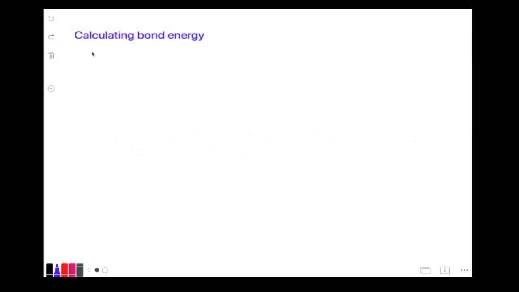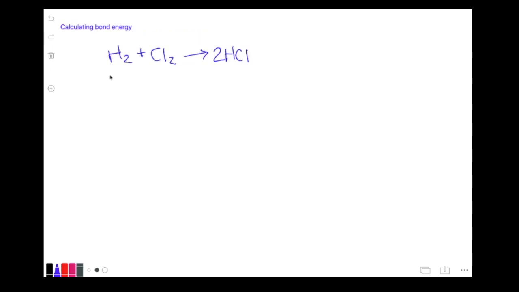Okay, so let's have a look at the reaction between hydrogen and chlorine. What we've got here is one molecule of hydrogen reacting with one molecule of chlorine to produce two molecules of hydrogen chloride. Now what we want to have a look at is actually the bonds between them.